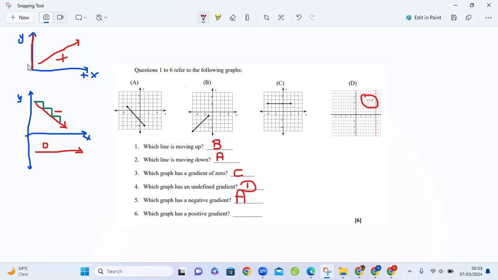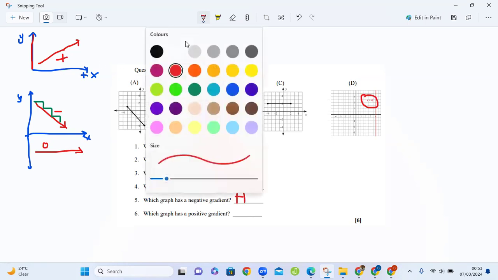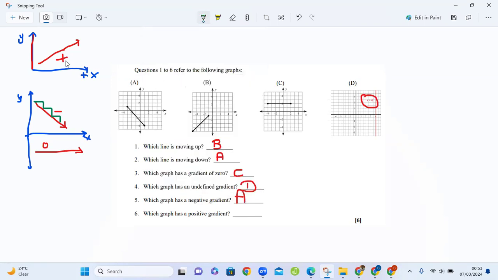And which line has a positive gradient? This line has a positive gradient because every time x increases, y increases also. Okay, as you can see, x increases, y increases also. So therefore now, it's like a step going up, a step going down. So B has a positive gradient.